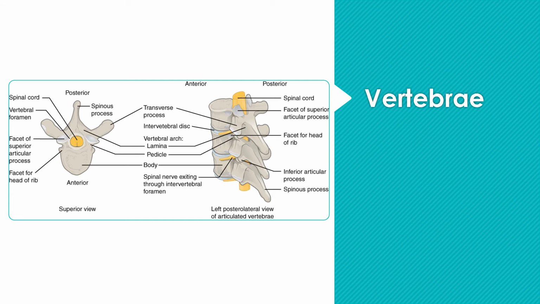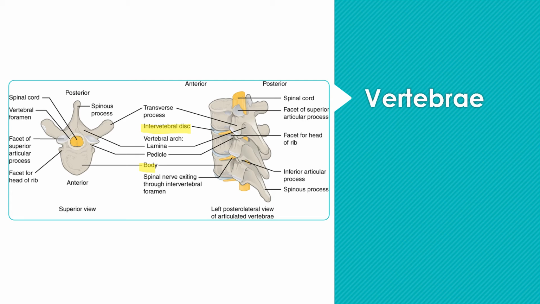So here we can see a typical vertebra on the left. First we have the vertebral body. This part here is going to be a thick disc-shaped anterior portion, and this is going to be the weight-bearing portion of the vertebra. Its superior and inferior surfaces are roughened for the attachment of the intervertebral discs. So those discs fit between the bodies of adjacent vertebrae.